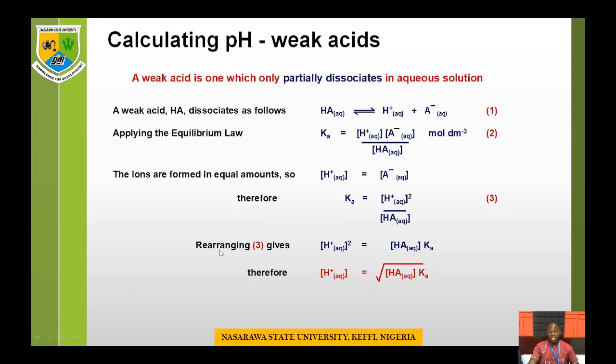So in rearranging this, it will give hydrogen ion concentration squared equals the acid multiplied by the equilibrium constant of the acid. Therefore, hydrogen ion concentration equals the square root of the acid concentration multiplied by the equilibrium constant of the acid.